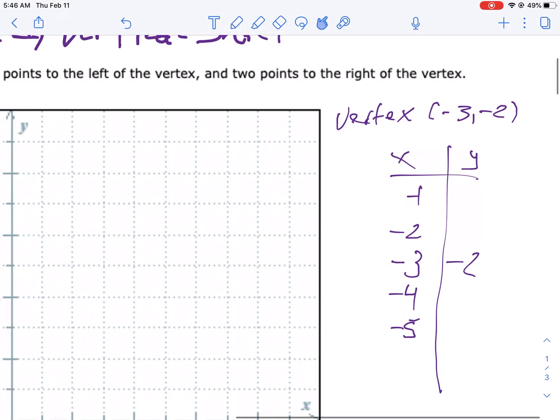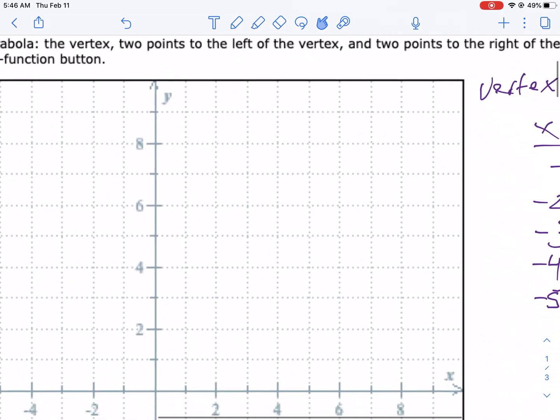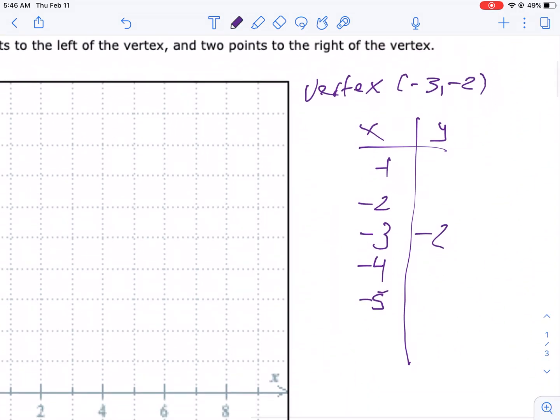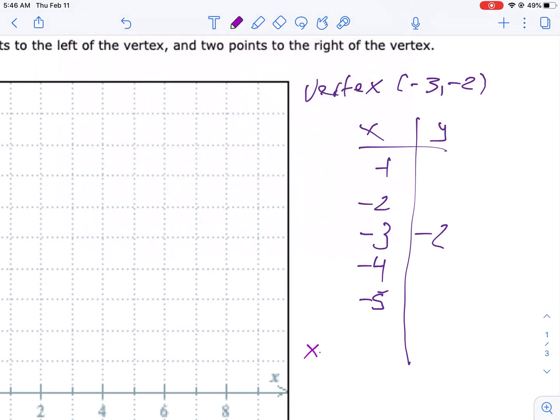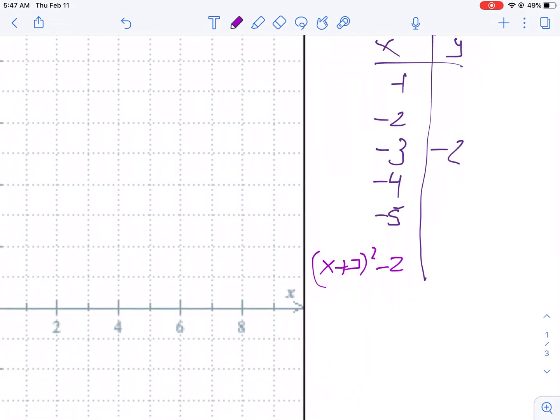Now let's put in one of these numbers. So I have x plus 3 squared minus 2. Let me write that down so I don't have to go back and forth all the time. So we have x plus 3 squared minus 2. Well, let's start when x is negative 2. So I'm going to have negative 2 plus 3 squared minus 2. Negative 2 plus 3 is 1. 1 squared minus 2, that's 1 minus 2, which is negative 1.